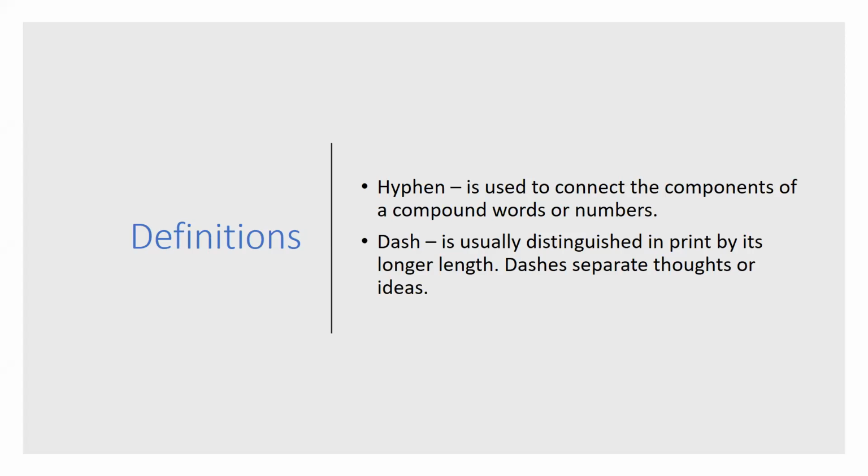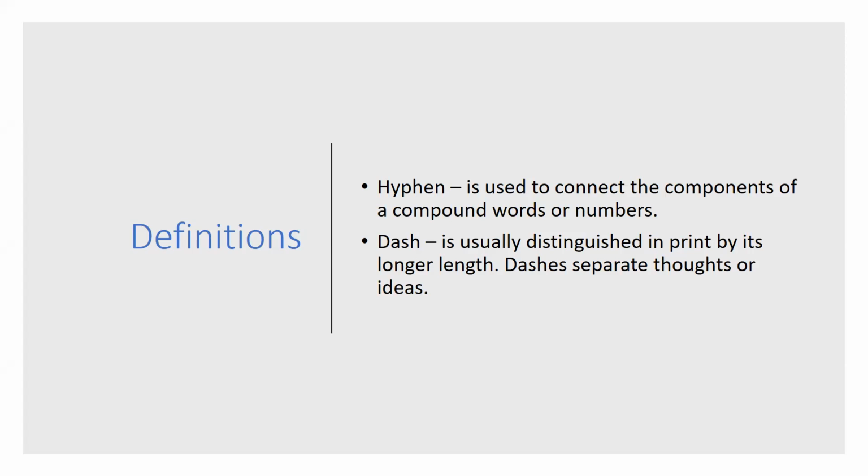Again, and this one too is so important. Hyphen is used to connect components of a compound word or numbers, and dashes are usually distinguished in print by a longer length, but depending on the font, you sometimes can't tell. But dashes separate thoughts and ideas, and they're very particular about that in Braille. And then we also have a long dash in Braille.